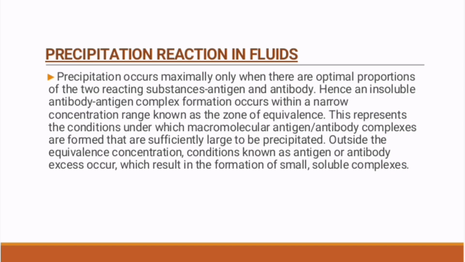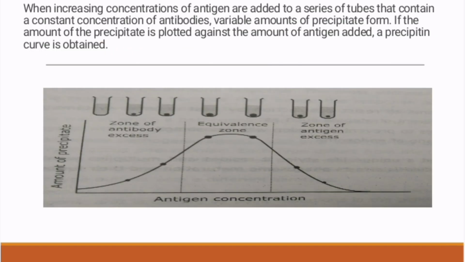Outside the equivalence concentration, conditions known as antigen or antibody excess occur, which result in the formation of small soluble complexes. When increasing concentrations of antigen are added to a series of tubes that contain a constant concentration of antibodies, variable amounts of precipitate form. If the amount of the precipitate is plotted against the amount of antigen added, a precipitin curve is obtained.